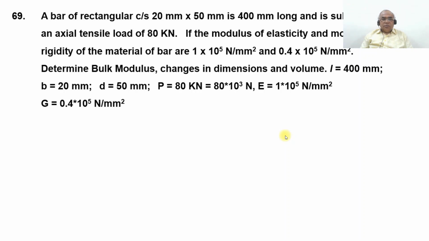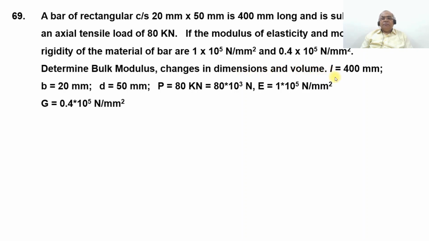Now, we are going to take up one more problem on the elastic constants. Problem number 69. A bar of rectangular cross-section of 20 mm by 50 mm is 400 mm long and is subjected to an axial tensile load of 80 kN. If the modulus of elasticity and modulus of rigidity of the material of the bar are given to be 1 into 10 to the power of 5 Newton per mm square and 0.4 into 10 to the power of 5 Newton per mm square, determine the bulk modulus, which is K, and also the changes in dimensions and volume.